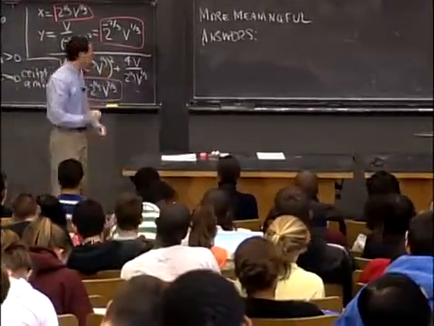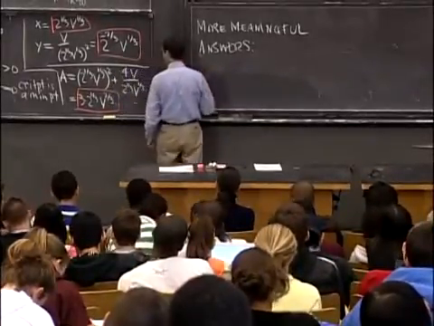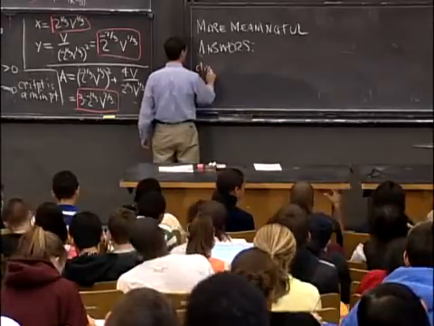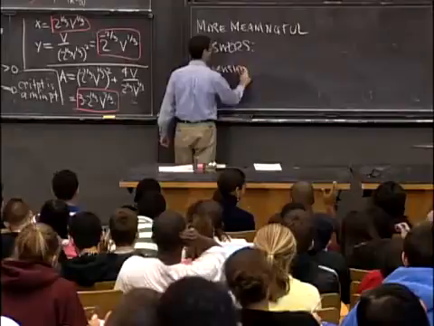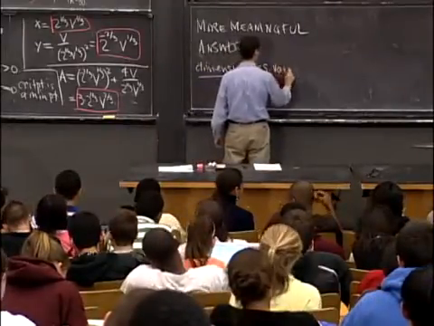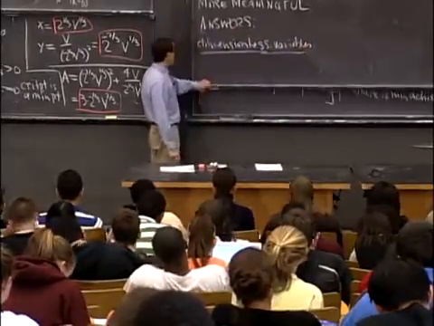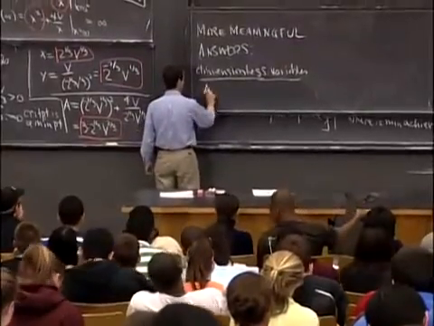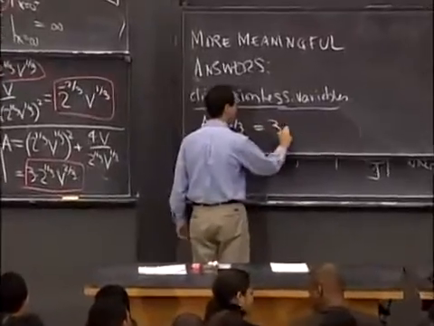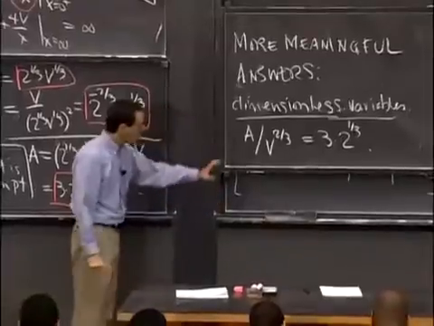The first more meaningful answer is the following sort of idea. Simply, they're what are known as dimensionless variables. So the first thing that you notice is the scaling law, that a divided by v to the 2/3 is the thing that's a dimensionless quantity. That happens to be 3 times 2 to the 1/3. Okay? So that's one thing.